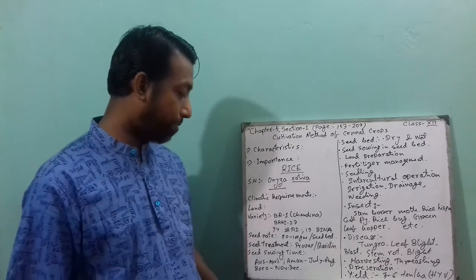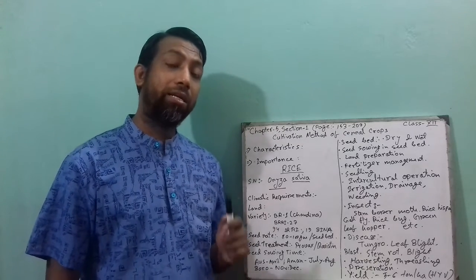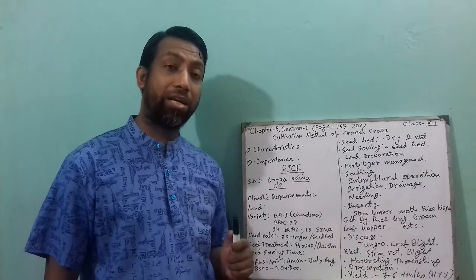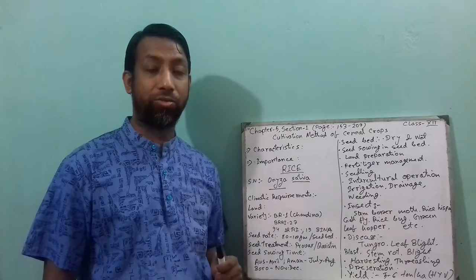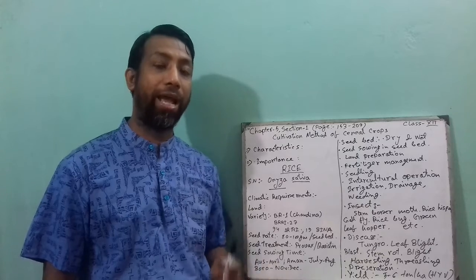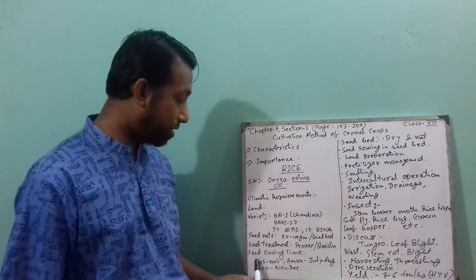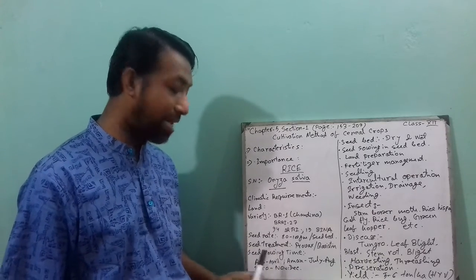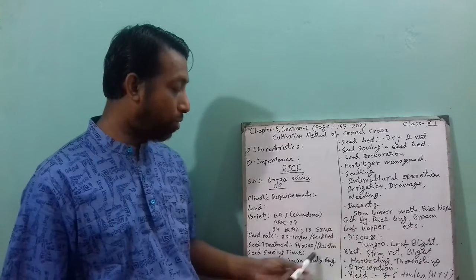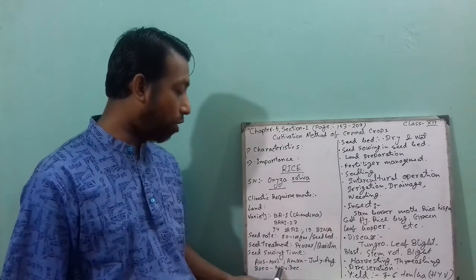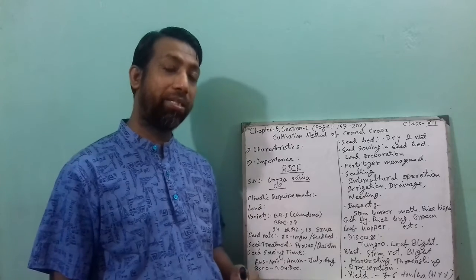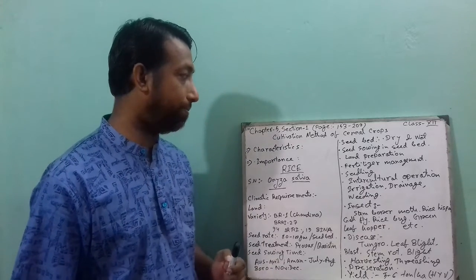Seed sowing time. Remember that in our country there are 3 seasons of rice, which are Aush, Amon and Boro. In the Aush season you can sow the seed in April, for Amon in July and August, and for Boro in November and December. These months are suitable for seed sowing.